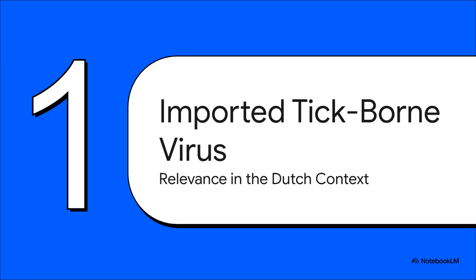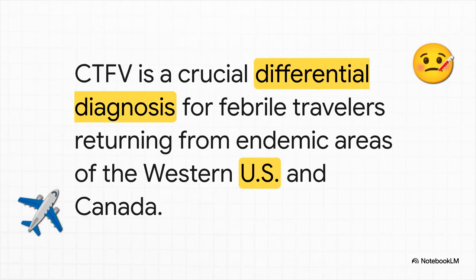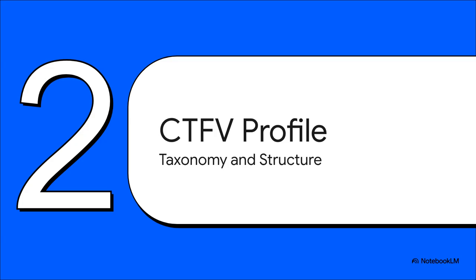Okay, first things first. Let's really nail down why this virus, which is typically found in high-altitude regions of the western US and Canada, should be on your radar here in the Netherlands. Imagine this. You get a sample from a patient. They have a fever, and they've just come back from a hiking trip in, say, Colorado or Utah or maybe Alberta, Canada. Right away, this virus has to be on your list of possibilities. Its symptoms can look a lot like other illnesses, which means that travel history is your single most critical clue.